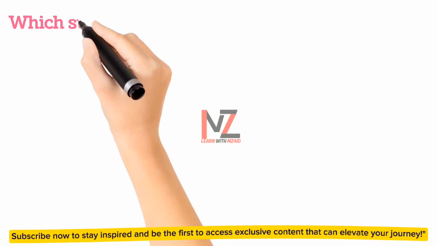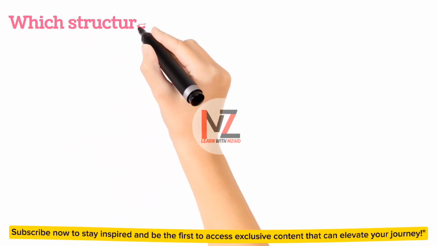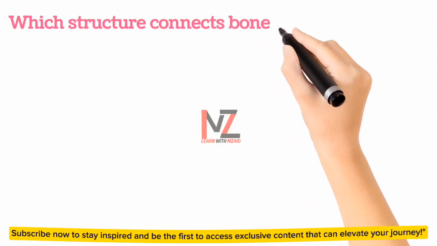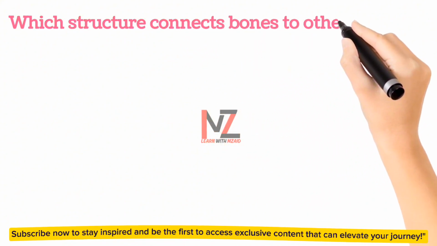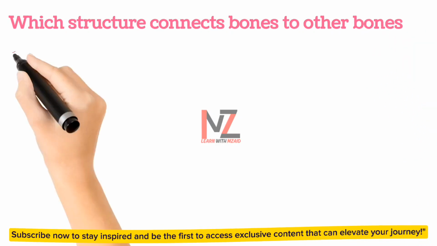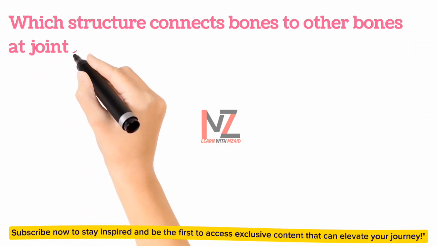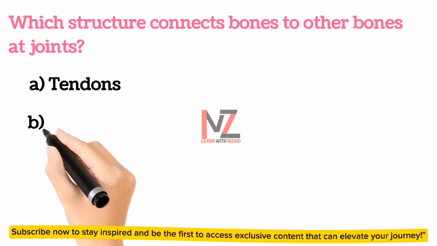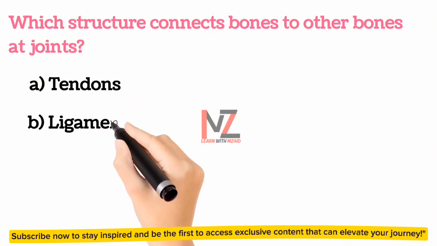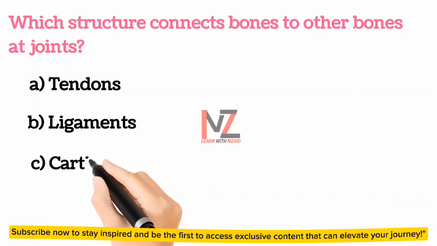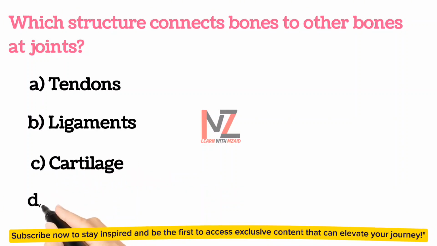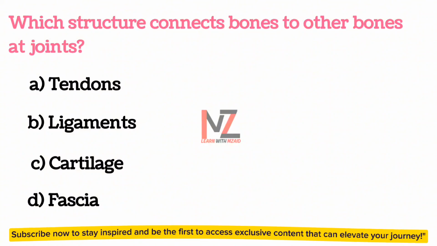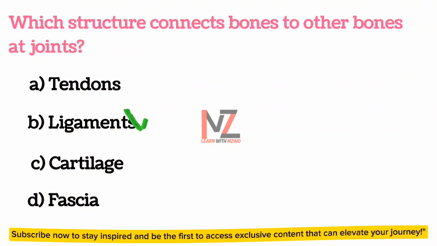And now the question number 18 is, which structure connects bones to other bones at joints? Option A, tendons. Option B, ligaments. Option C, cartilage. Option D, fascia, and the right answer is option B, ligaments.